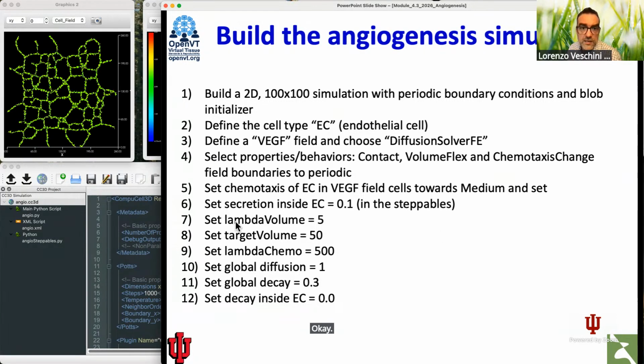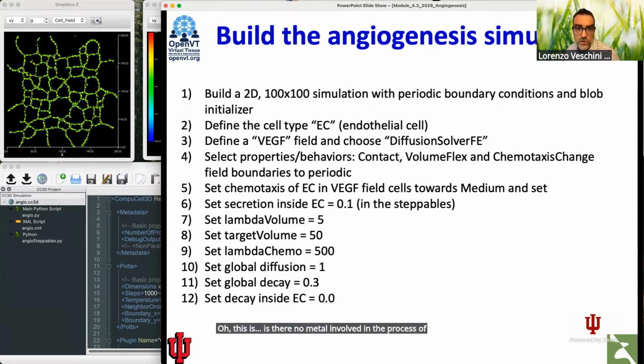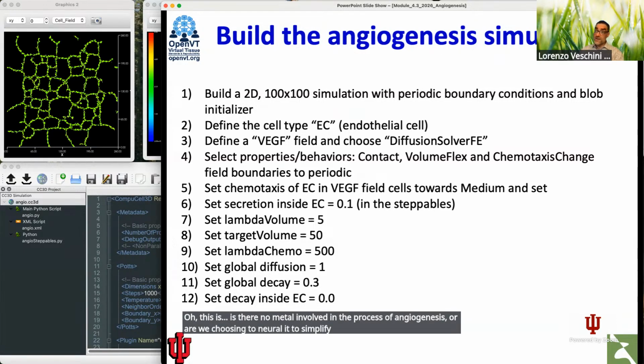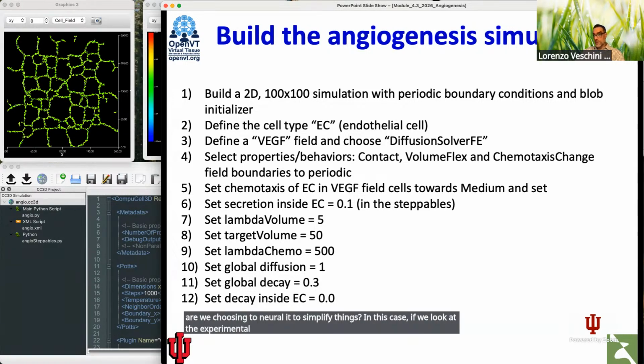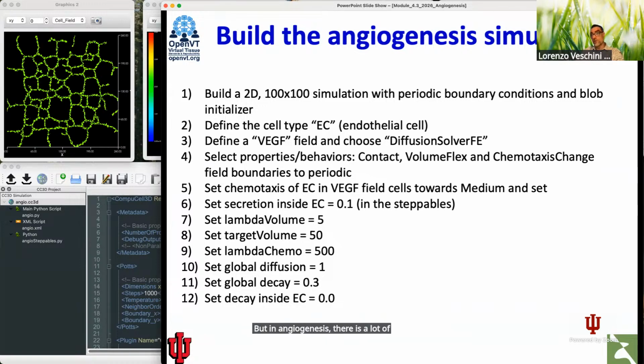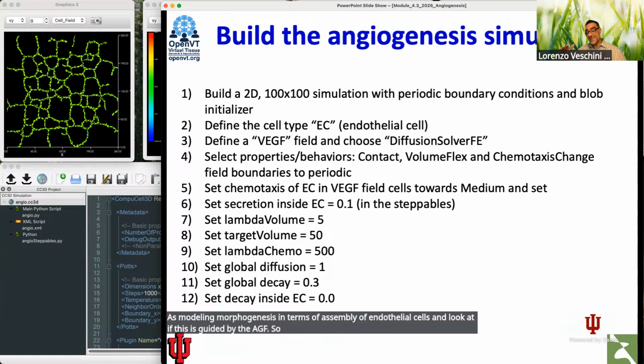Is there no mitosis involved in the process of angiogenesis, or are we choosing to ignore it to simplify things? In this case, if we look at the experimental system and the timeline, there is very little proliferation. But in angiogenesis, there is a lot of proliferation going on. So the model is good at modeling morphogenesis in terms of assembly of endothelial cells and looking at whether this is guided by the VEGF.